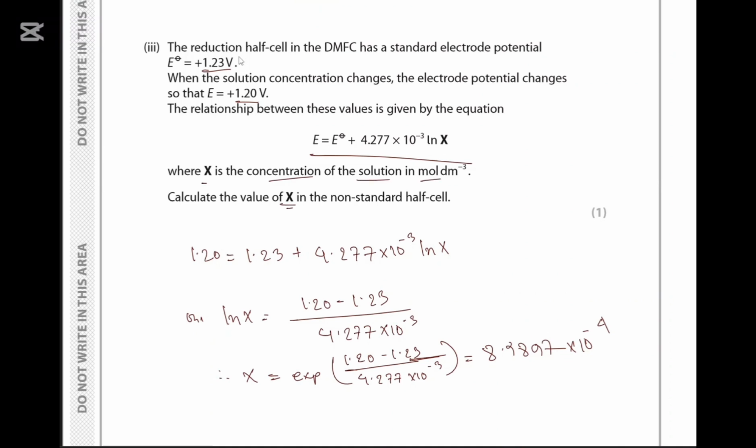Okay, so I just input the values. E is 1.20 and E cell is 1.23 plus the constant, and ln X, and then normal arithmetic to solve the equation. Don't try to round this number up, keep it as it is, up to 4 decimal places is fine.